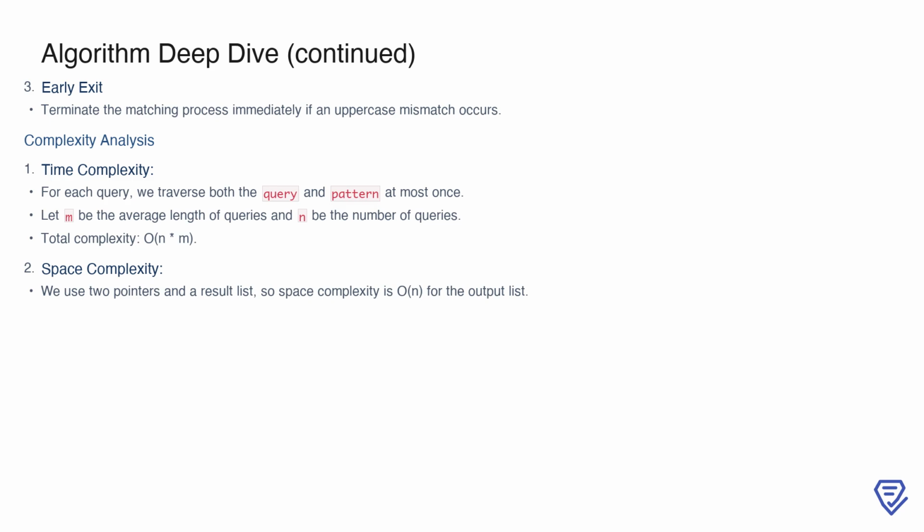For space complexity, the algorithm uses minimal additional memory, primarily for the two pointers and the results list. The space complexity is O(n), where n is the number of queries, as that's the size of the output list. This makes the solution both time and space efficient, ensuring it scales well even with larger inputs.